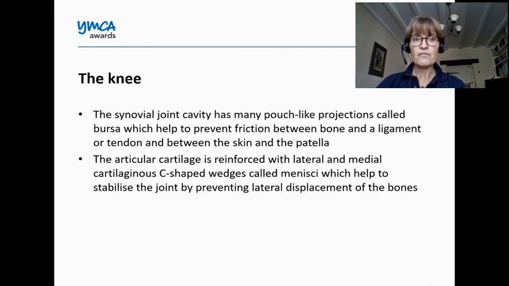Now, in front of the knee, in the synovial cavity, you've got bursae, which are like fluid filled bags, which help to prevent friction between the bones and ligaments or the tendon, and between the skin and the patella. So you've got a variety of bursae within your knee, which you need to be aware of. If you see swelling in the knee, it could be that you've got a bursitis. That helps to cushion the knee and prevent friction.